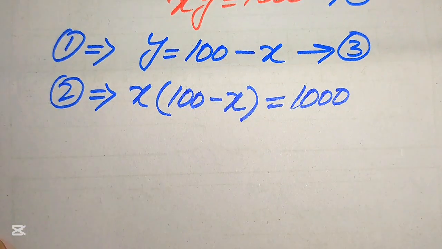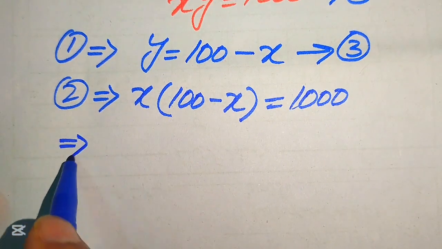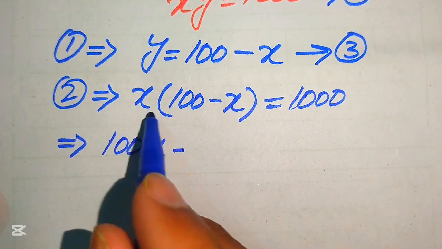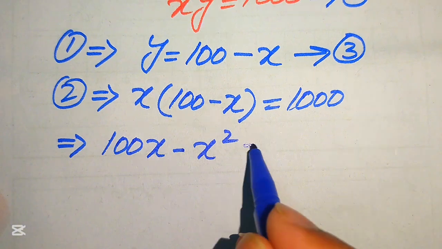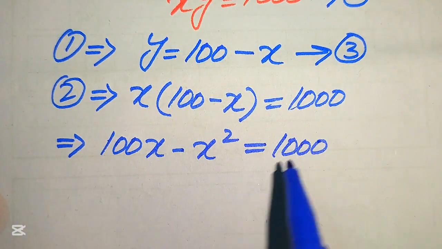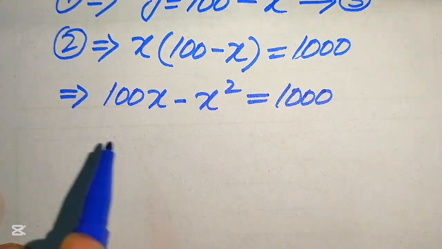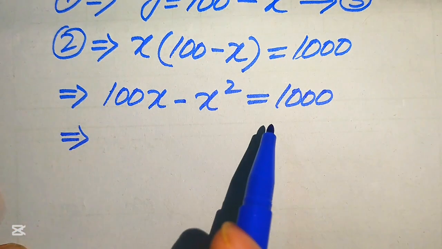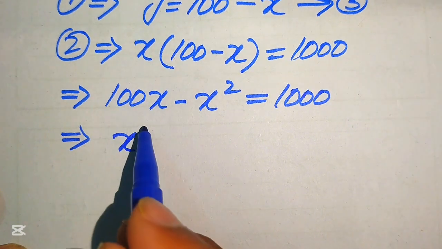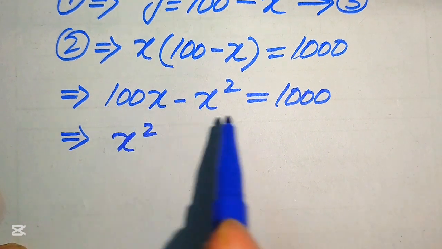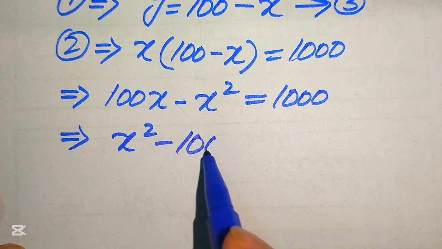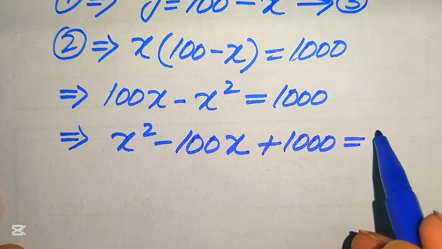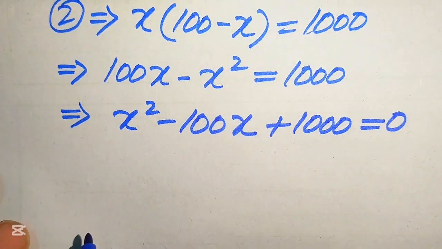Here we need to simplify the terms and multiply this x on both of these values. It will be written as 100x minus x times x becomes x square, equals 1000. In the next step we move these two terms to the right hand side. This is minus x square; when we move it to the right hand side it becomes plus x square. This is plus 100x; when we move it to the right hand side it becomes minus 100x, and this is our plus 1000, and this whole equation equals 0.